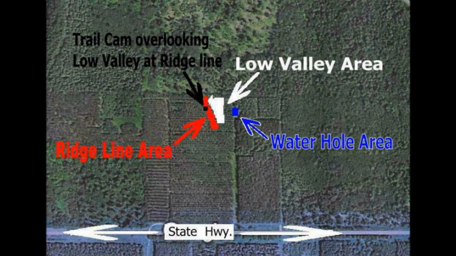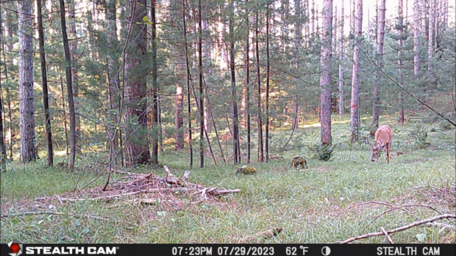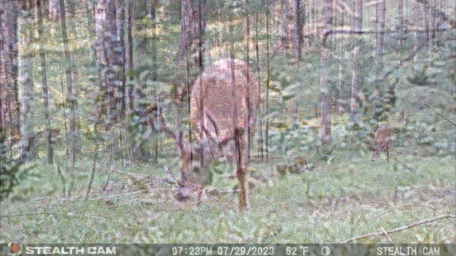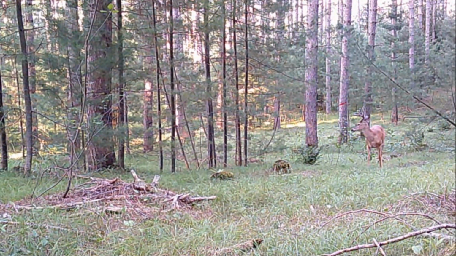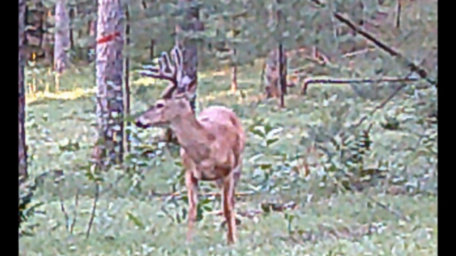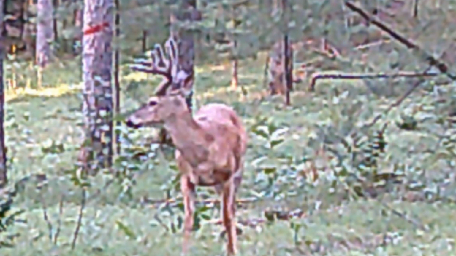This trail cam was set up on the north end of the ridgeline. Our first buck shows up at 7:23 p.m. on July 29th. Now, it's a little hard to tell, but he could be a 10-point with a small split beginning on the G4 end tines on both sides. I can't tell for sure. If not, he's a nice 8-point buck for sure.